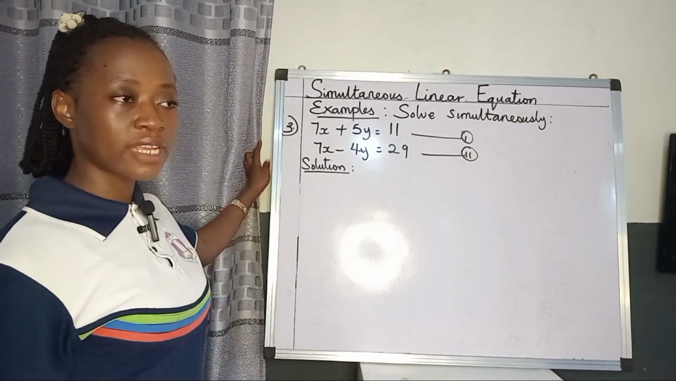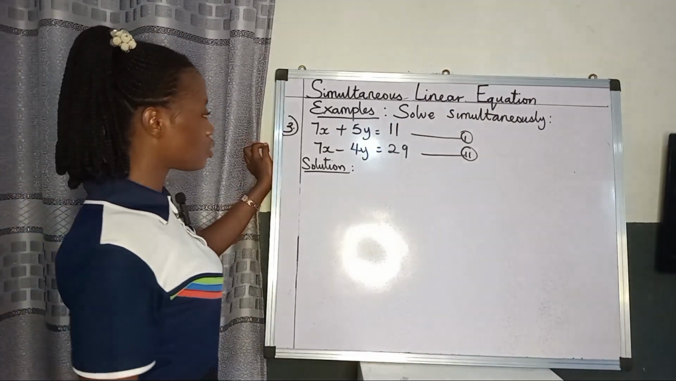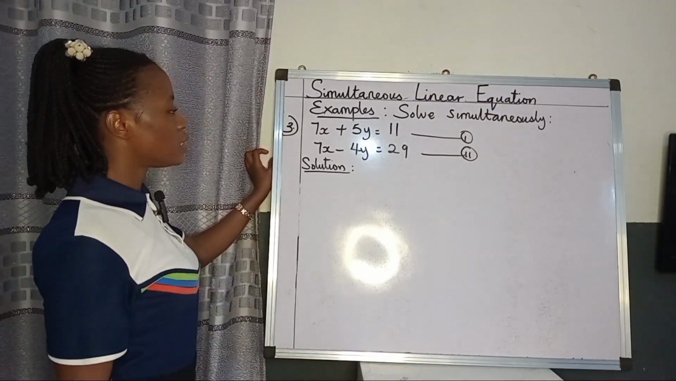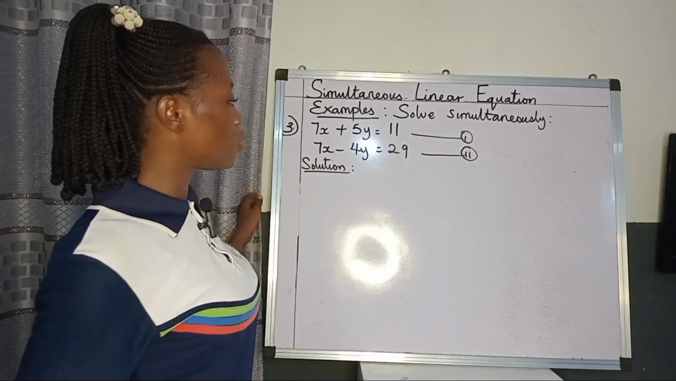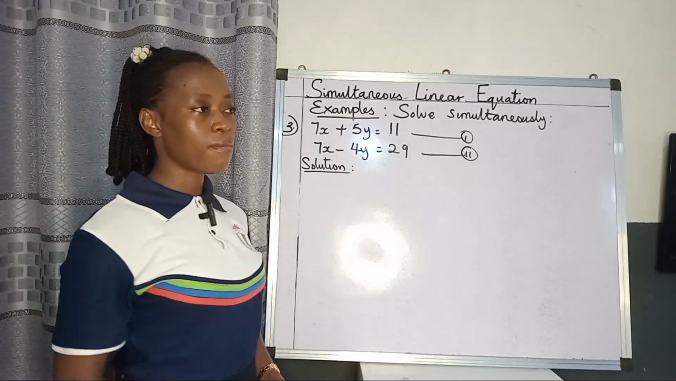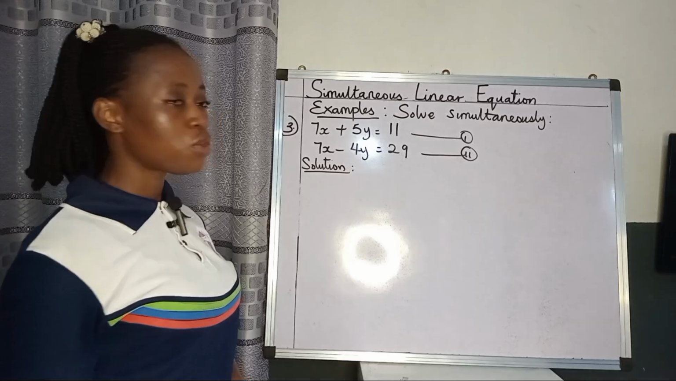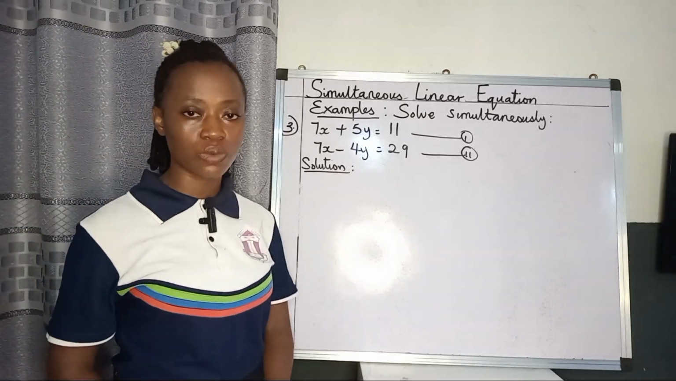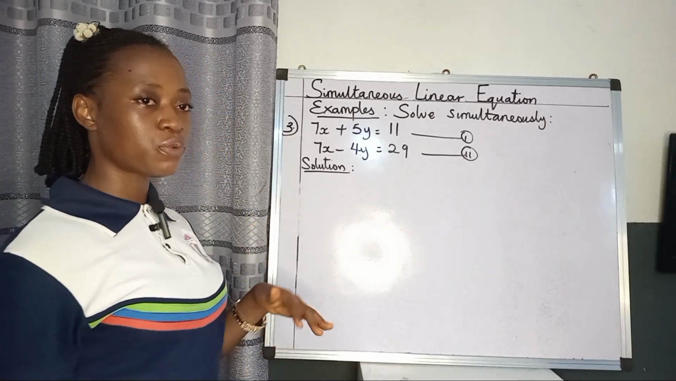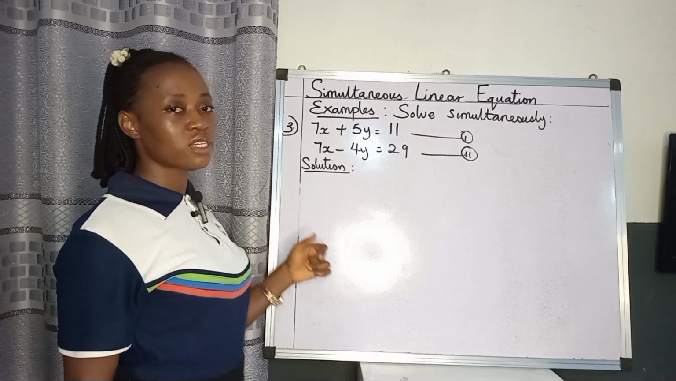Okay, we have another example here. We have 7x plus 5y equal to 11, and 7x minus 4y equal to 29, equation 2. Remember, using the elimination method, you either add or subtract the two equations. In the second example that we did, we added the two equations.